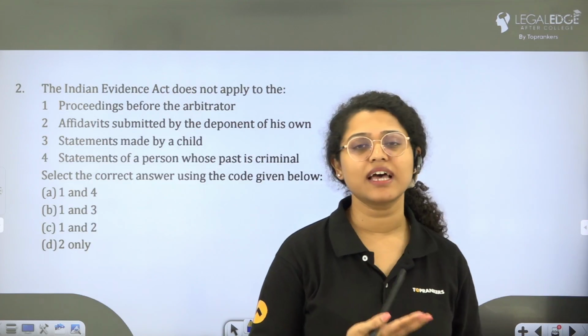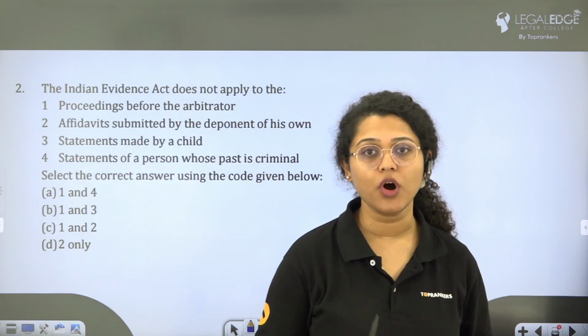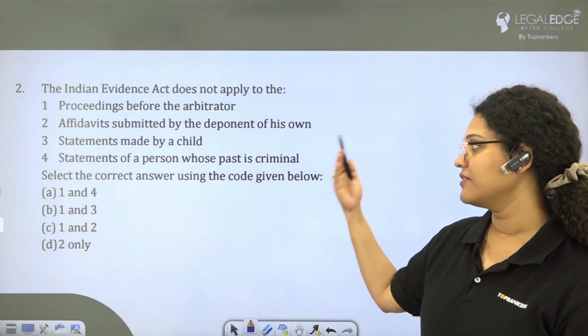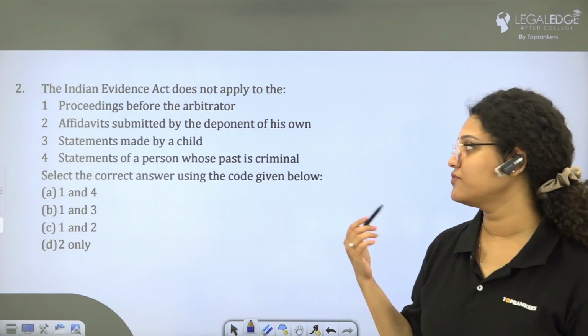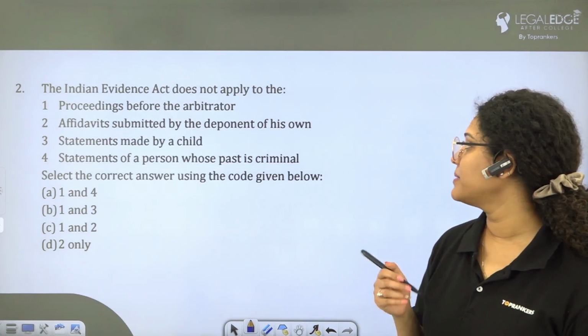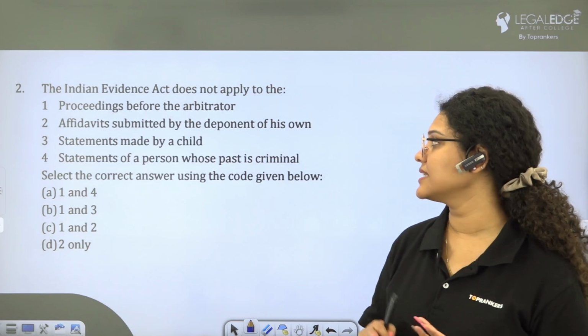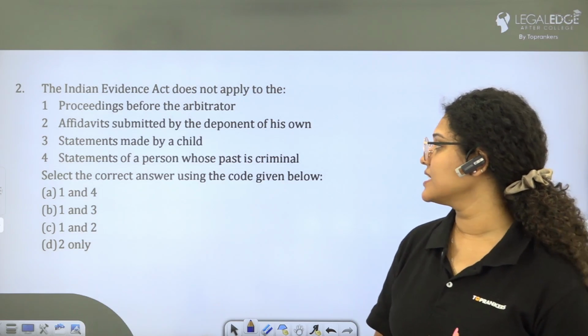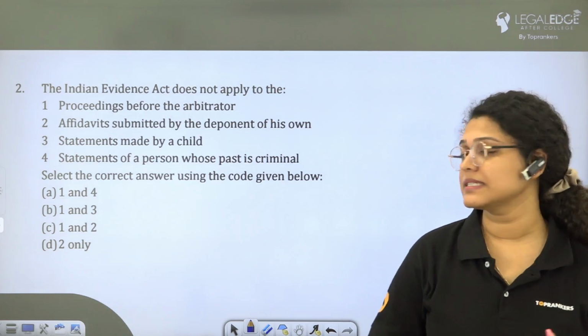The Indian Evidence Act does not apply to what? There are four options out of which we have to select. First is what? Proceedings before the arbitrator. Second, affidavits submitted by the deponent of his own. Third, statements made by a child. Four, statements by a person whose past is criminal.